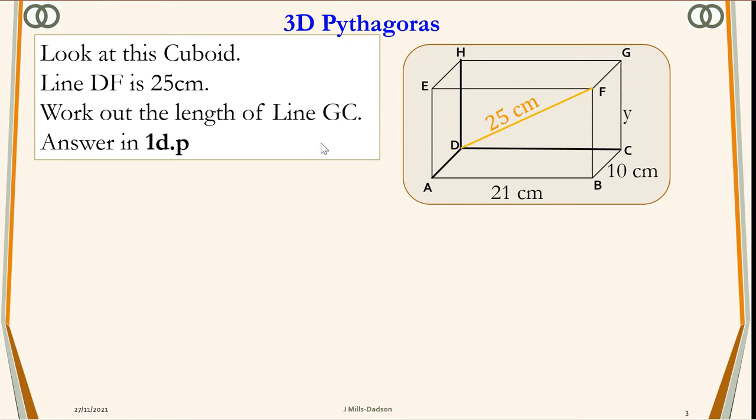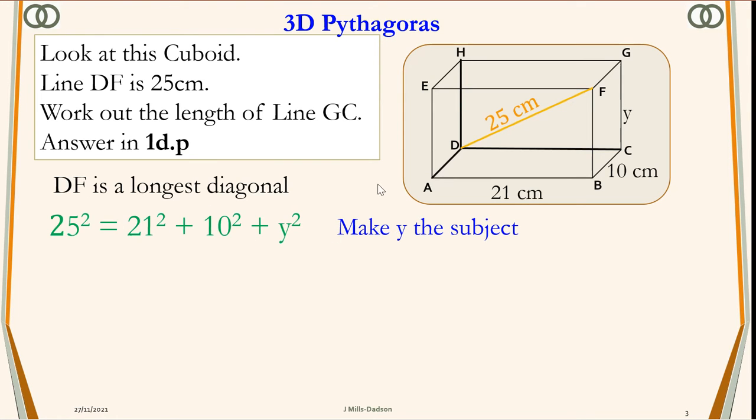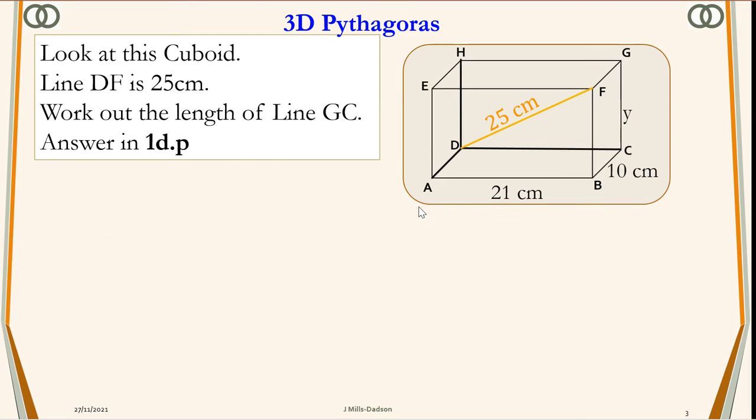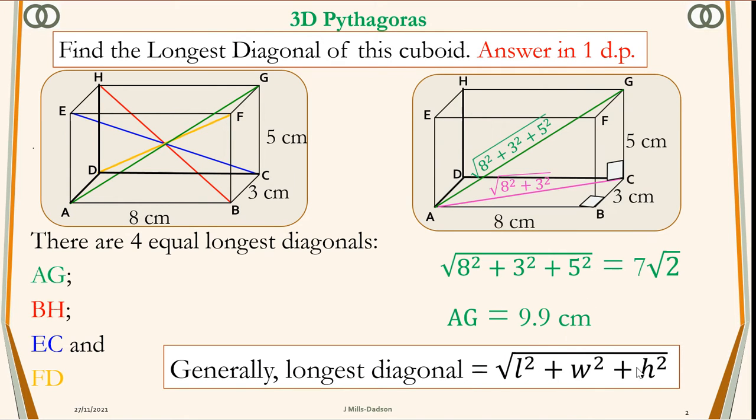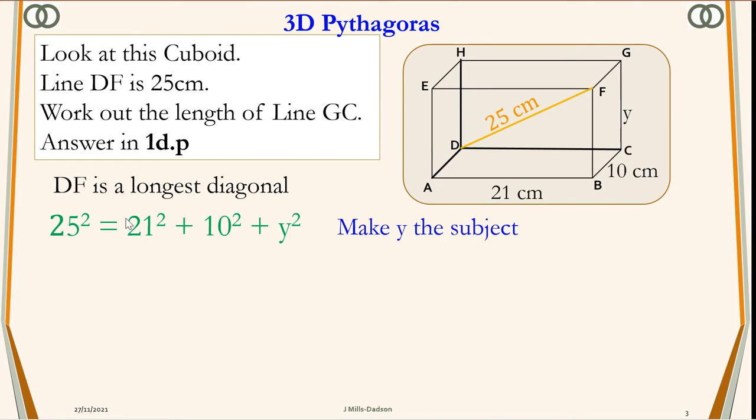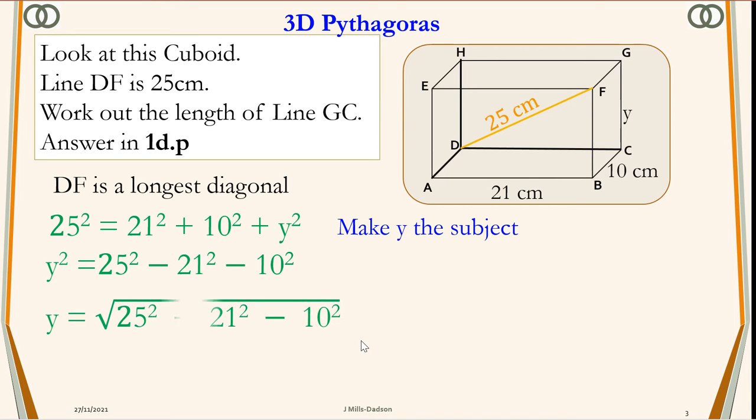Now, what if we've been given the longest diagonal, but a side of the cuboid is missing? Now remember that the longest diagonal is 25, squared, equals 21 squared plus 10 squared plus y squared. Then we work out the square root of that. That's what we did before. If you look at it, this is everything squared, then work out the square root to work out the longest diagonal. So if the longest diagonal is given, see the relationship like this. Now make y the subject because that's what we are looking for. Work out these values, and at the end work out the square root on both sides.